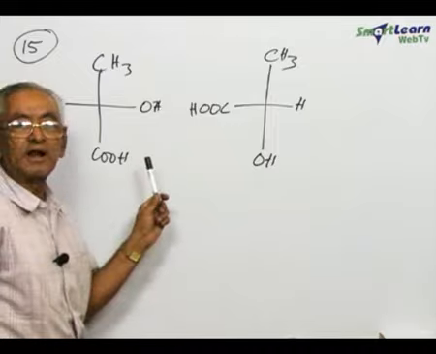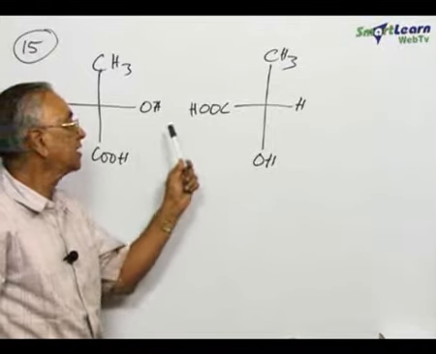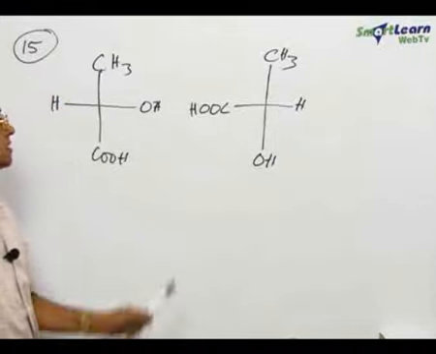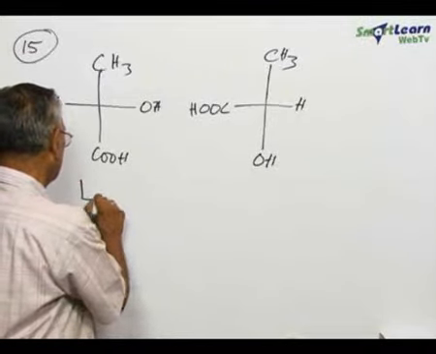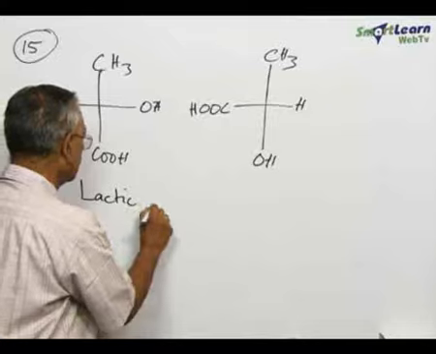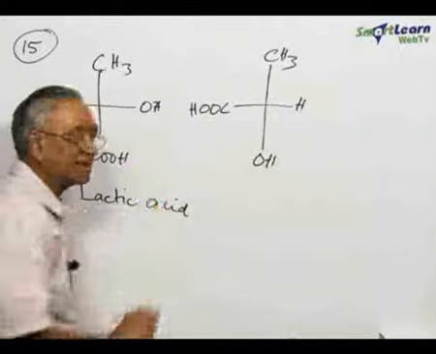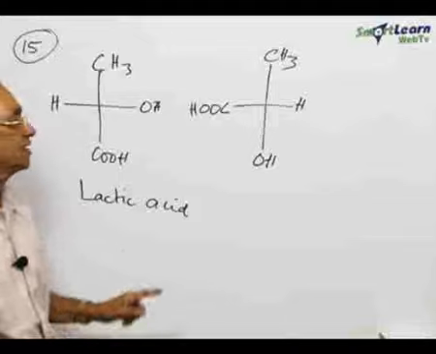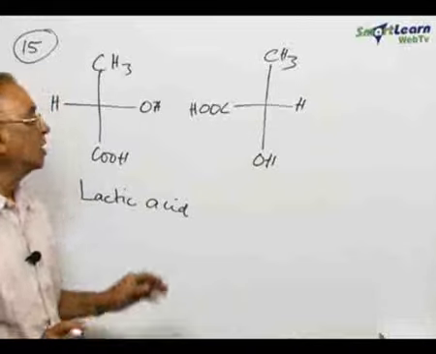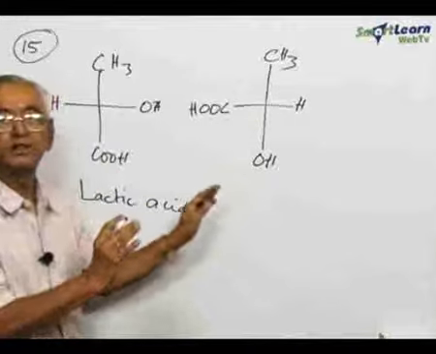This question is again related to a stereochemical problem. The structure that is given is that of lactic acid. A Fischer projection structure of lactic acid is given. This is also lactic acid, this also appears to be lactic acid. These two structures are given. What is the relationship between the two compounds?